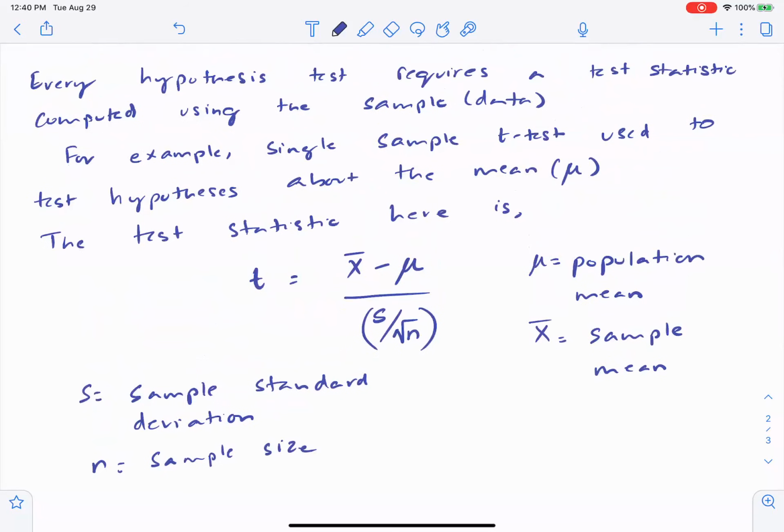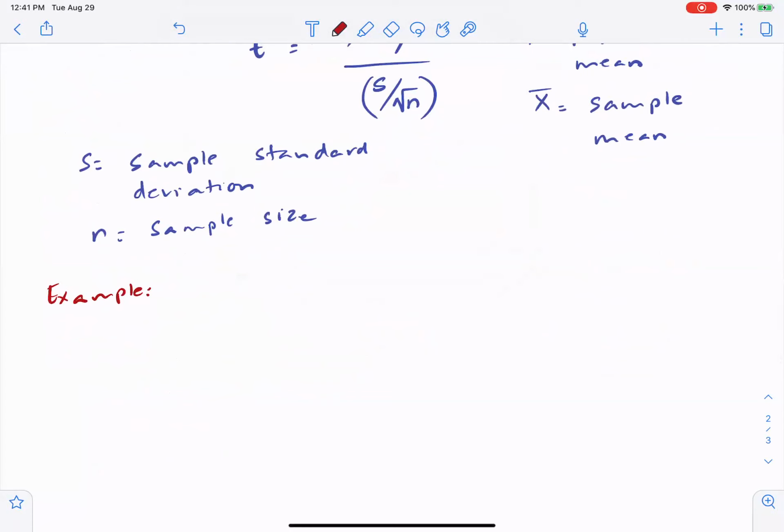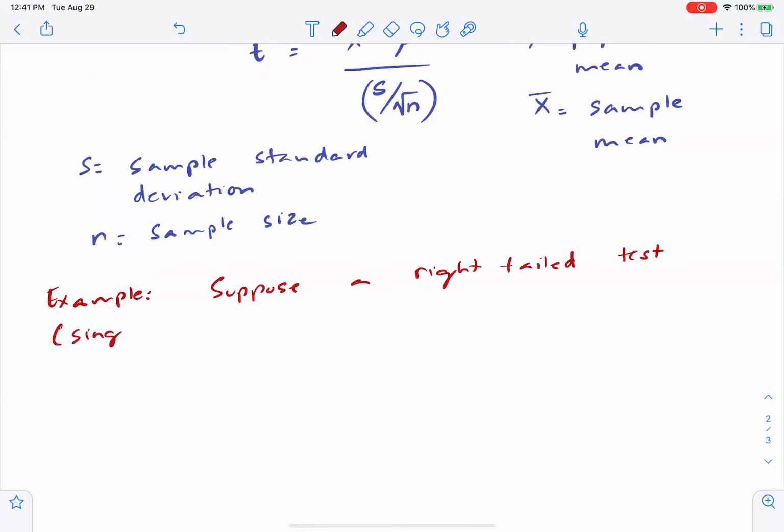So if you don't have a test statistic, you cannot conclude a hypothesis about the population parameter, in this case, mu, the population mean. So we need to find this. From one of our previous lectures, this was one of the steps in hypothesis testing. So as an example, let's say suppose a right tail test, single sample for mean. I'll even specify that it is a t-test.